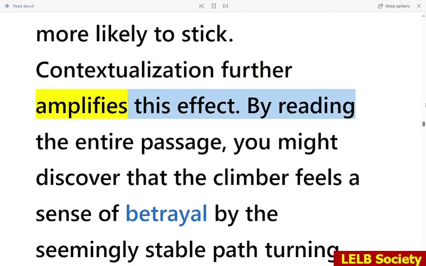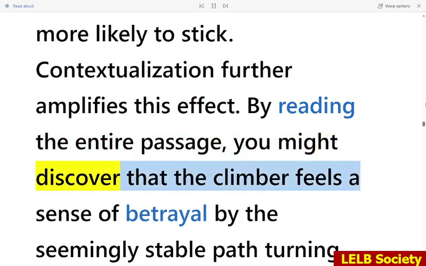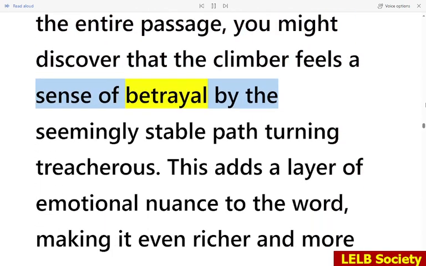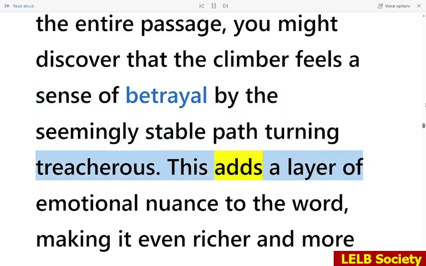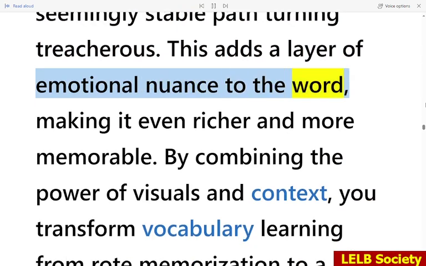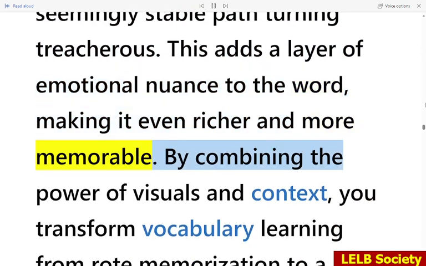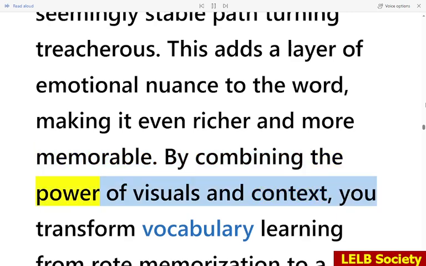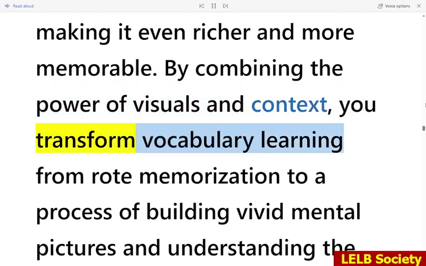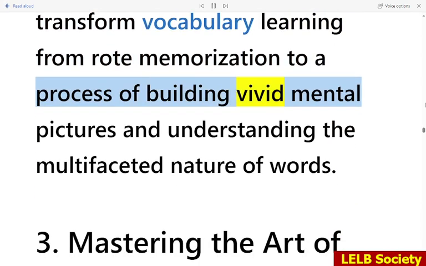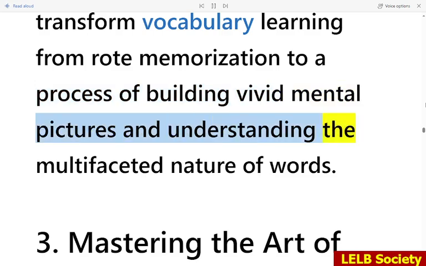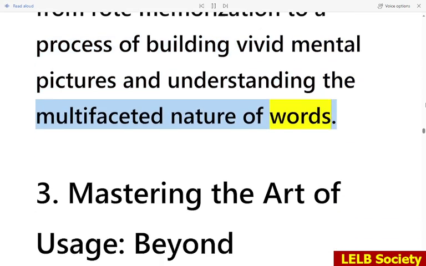Contextualization further amplifies this effect. By reading the entire passage, you might discover that the climber feels a sense of betrayal by the seemingly stable path turning treacherous. This adds a layer of emotional nuance to the word, making it even richer and more memorable. By combining the power of visuals and context, you transform vocabulary learning from rote memorization to a process of building vivid mental pictures and understanding the multifaceted nature of words.